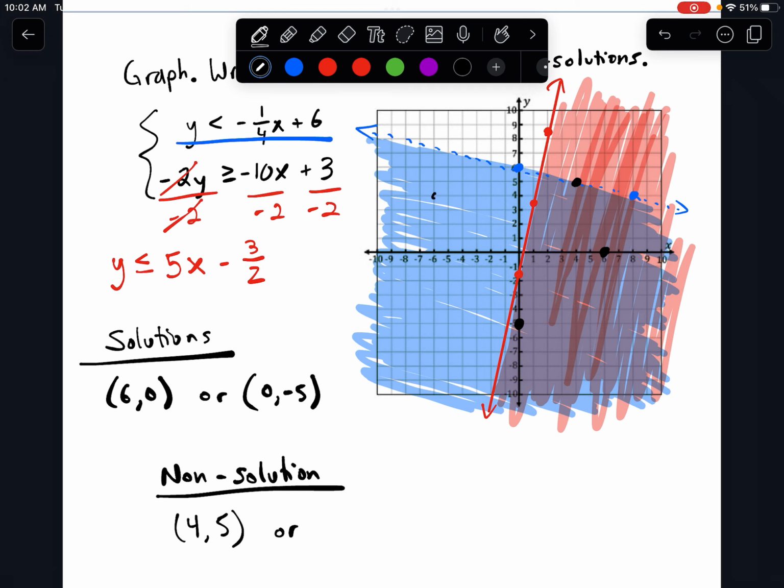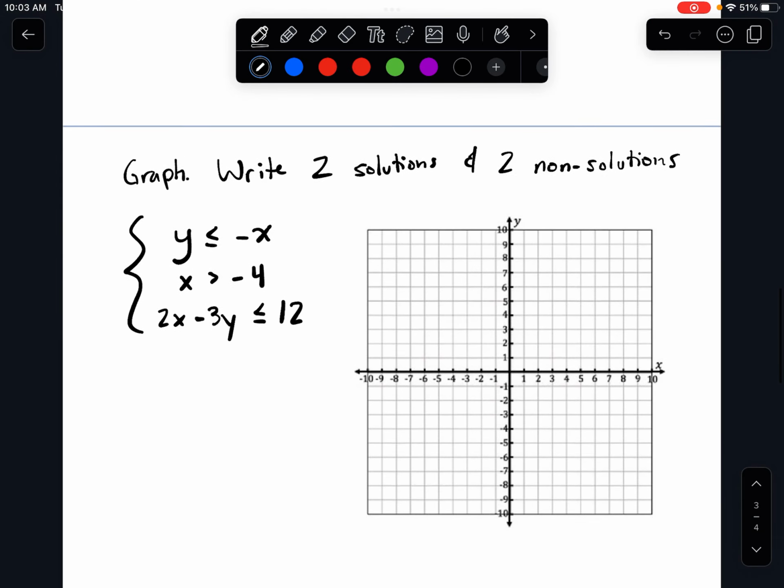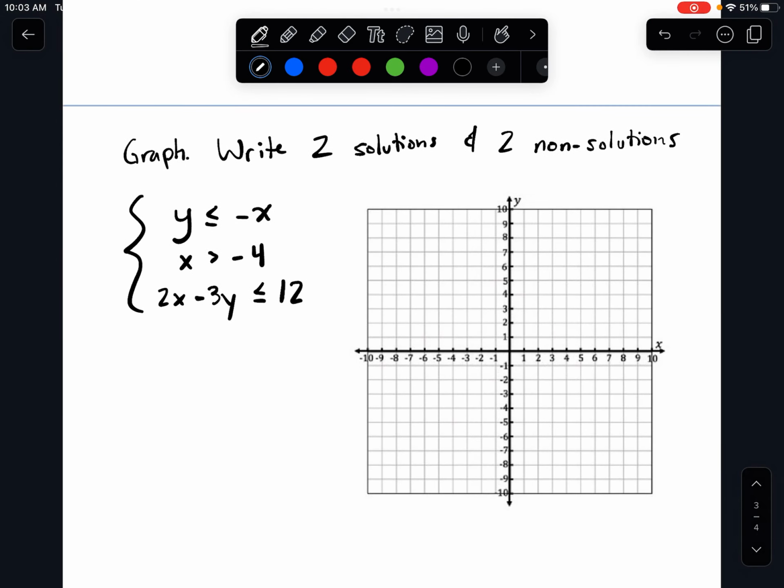And then I can, of course, pick anything way over here. Let's pick this dot at (-6, 4). All right, one more of these. Now in this last one, we are going to graph and write 2 solutions and 2 non-solutions, but now we are graphing 3 inequalities.